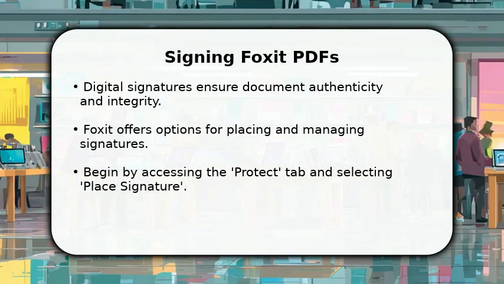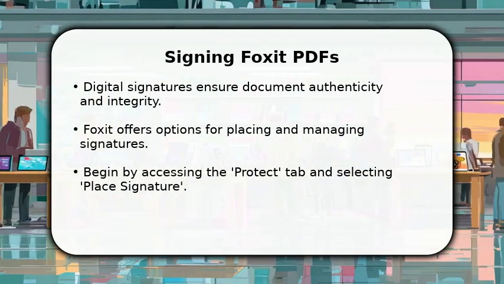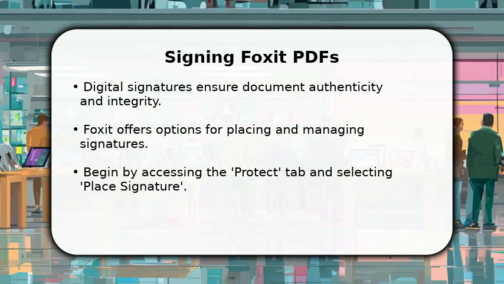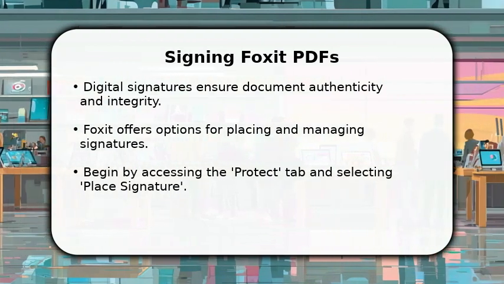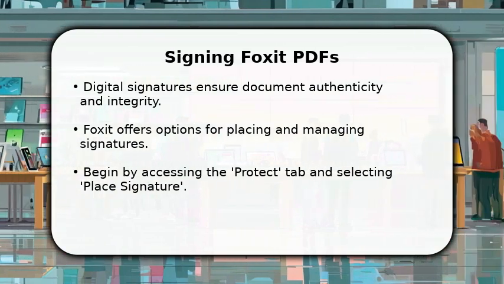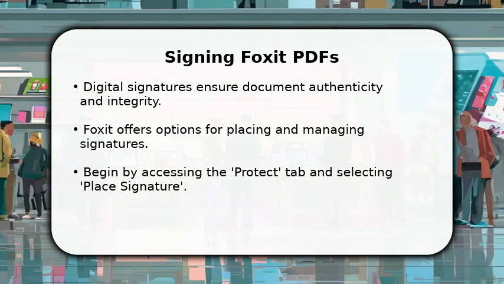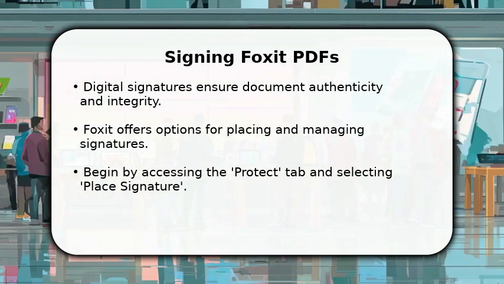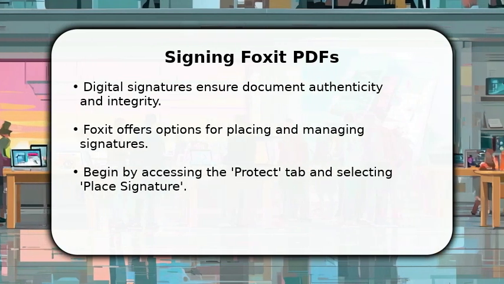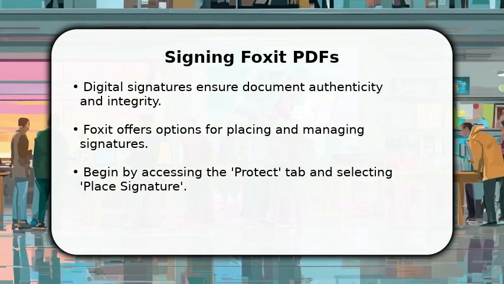In this video, I will explain how to sign Foxit PDF documents. To begin, open your PDF in Foxit Reader or Phantom PDF. Navigate to the Protect tab in the main toolbar. Look for the Sign and Certify group, then click on Place Signature. This action prepares the document for you to add your unique digital mark, ensuring its authenticity and integrity. It's a straightforward process to secure your important files.